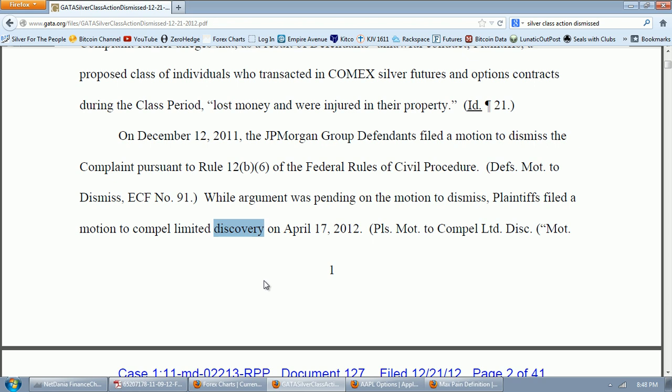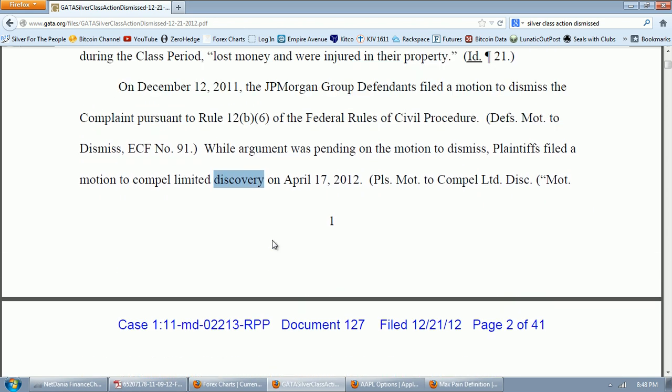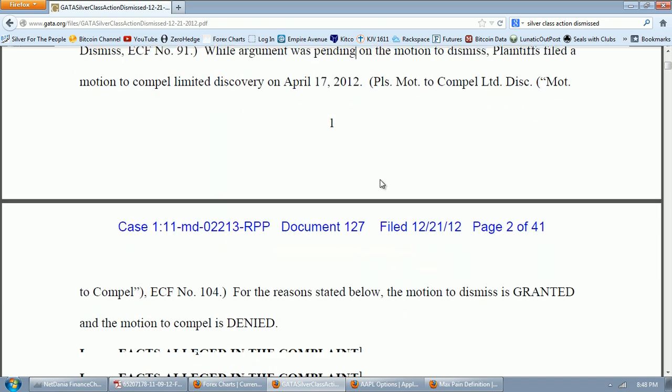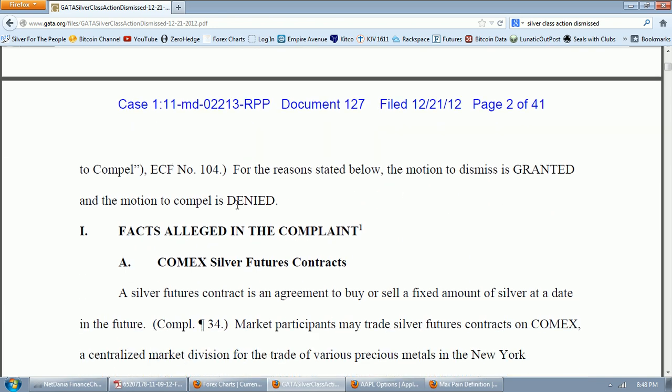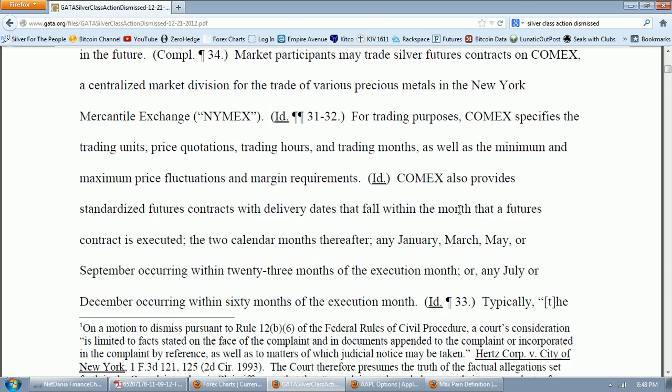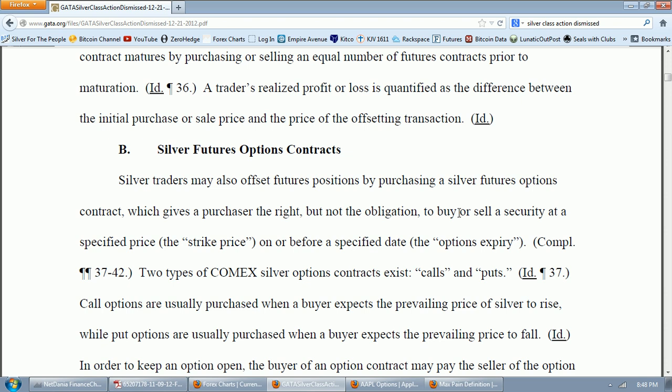So in subsequent episodes, we're going to spend a lot of time looking at the allegations and looking at what the judge said about those specific allegations and dig into that to see why it was dismissed. But the main point is that not only was the suit dismissed, but the motion to compel limited discovery was also denied by the judge. So we'll go over the facts later. There's just too much to go over.